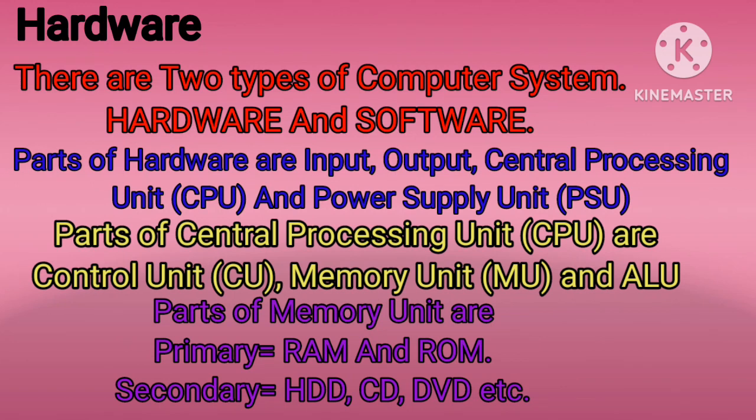There are two types of computer system, hardware and software. Parts of hardware are input, output, central processing unit CPU and power supply unit PSU. Parts of central processing unit CPU are control unit CU, memory unit MU and ALU.